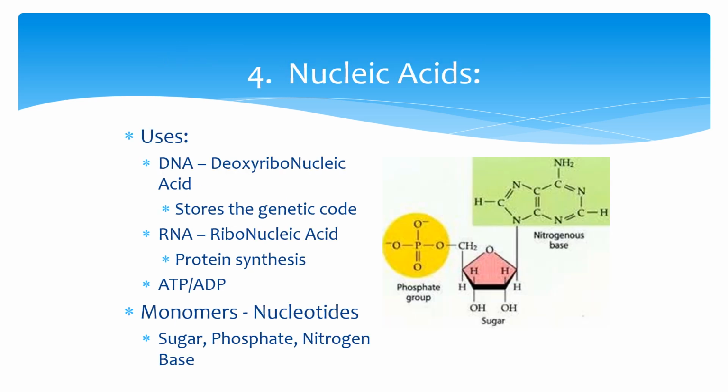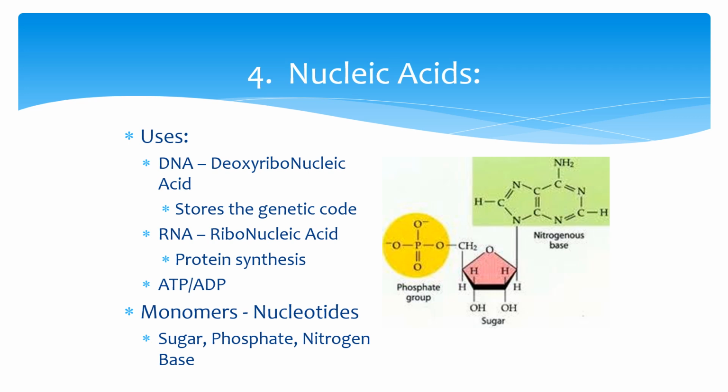Last but certainly not least, we have nucleic acids as our final macromolecule. These have the use of DNA, which is deoxyribonucleic acid. Something that you should remember is the genetic coding within our chromosomes. RNA, or ribonucleic acid, which is going to be used for protein synthesis in that process of DNA to RNA to proteins. And remember that the word synthesis just means to make, so we're just saying making proteins.